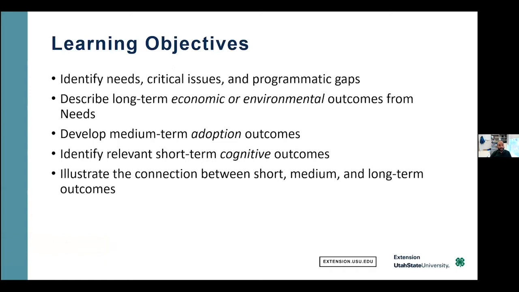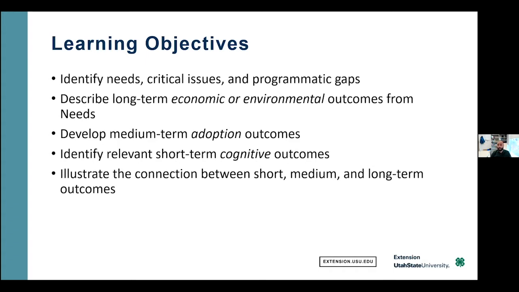So just going over what we'll talk about today, I'll start with identifying needs, critical issues, and programming gaps. Then I'll move on to long-term outcomes, specifically economic and environmental outcomes. And then backwards again to developing medium-term adoption outcomes. This would be followed by identifying relevant short-term outcomes. The short-term outcomes part of this is most important because it's always the information that we can gather directly from our participants. So it's important that we collect the right data from them.